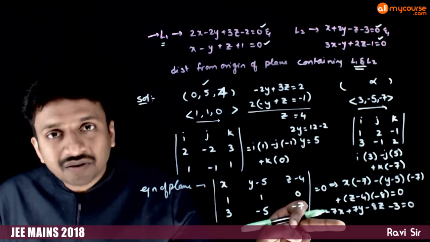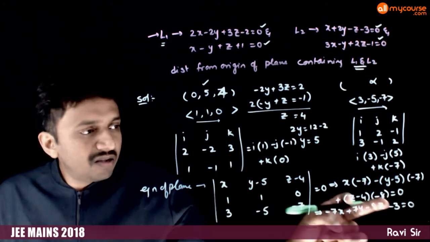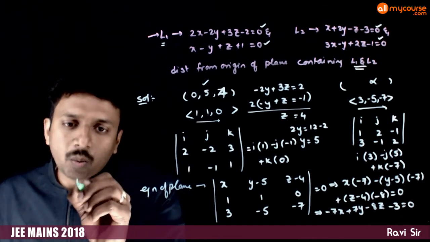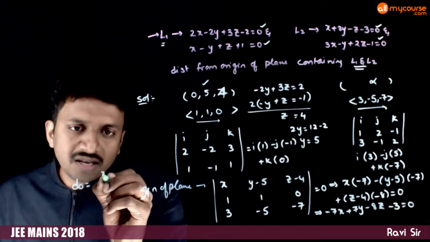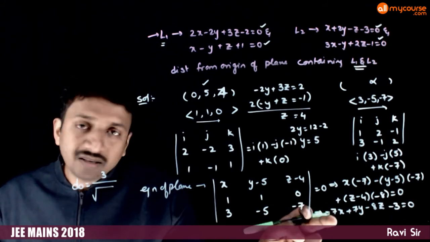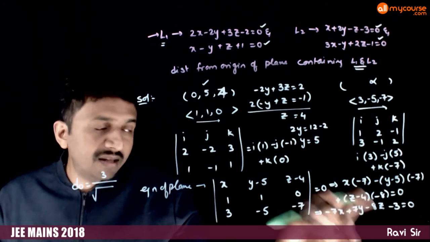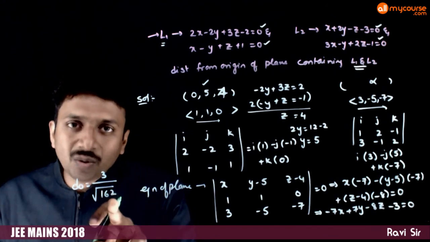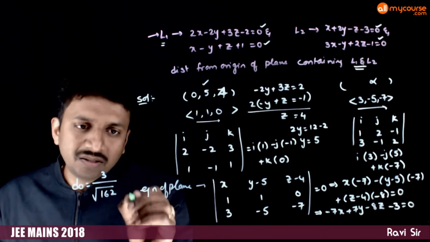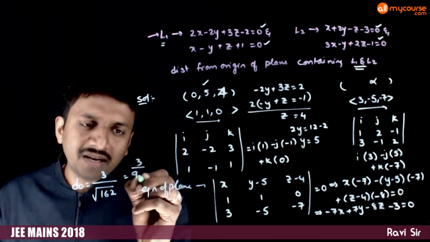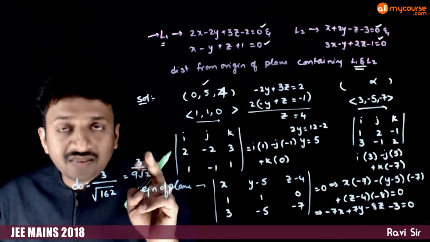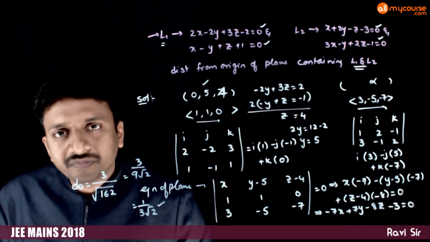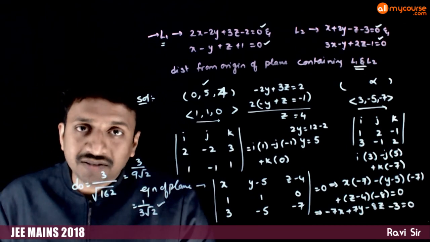Now what is the distance of this plane from origin? Constant term by root of a square plus b square plus c square. So the required distance from origin is 3 by root of 49 plus 49 plus 64, which is 162. 162 is nothing but 81 times 2. So that is equal to 3 by 9 root 2, which is equal to 1 by 3 root 2. So this will be the required answer. Thank you.